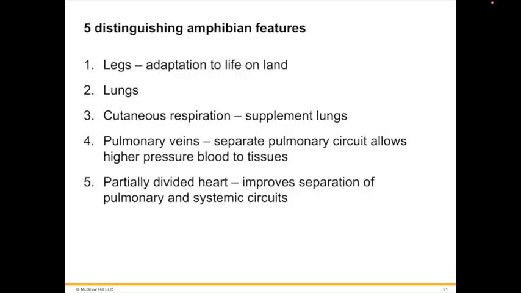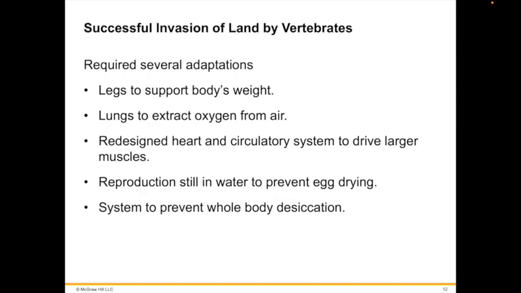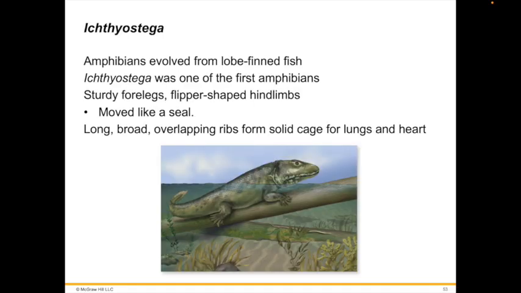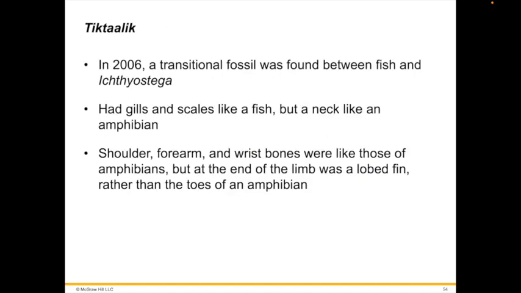The successful invasion of land by vertebrates posed a number of challenges. Legs to support body weight, lungs to extract oxygen from air, a redesigned heart and circulatory system to drive larger muscles, reproduction still in water to prevent egg drying, and a system to prevent whole body desiccation.